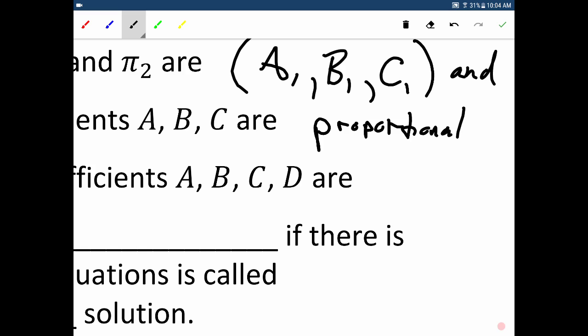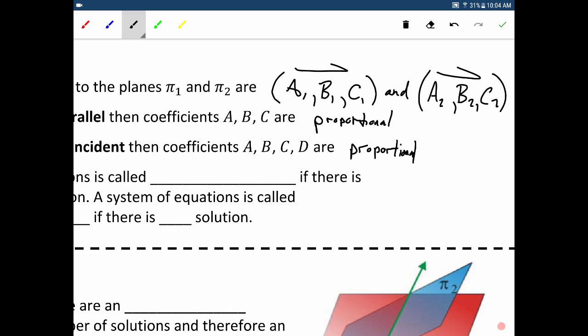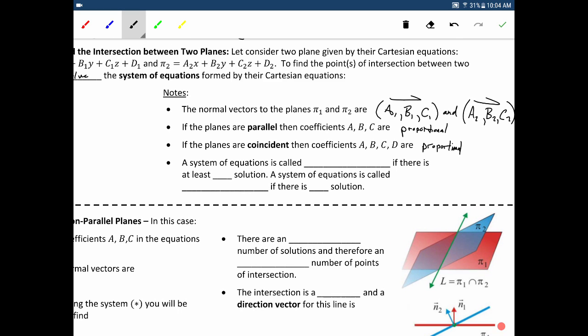If the planes are coincident, then A, B, C, and D are all proportional. Which makes sense, because it means they're essentially the same plane. Same equation, they're just maybe multiples of each other. But of course, multiplying a plane doesn't actually do anything because they go on forever in all directions.